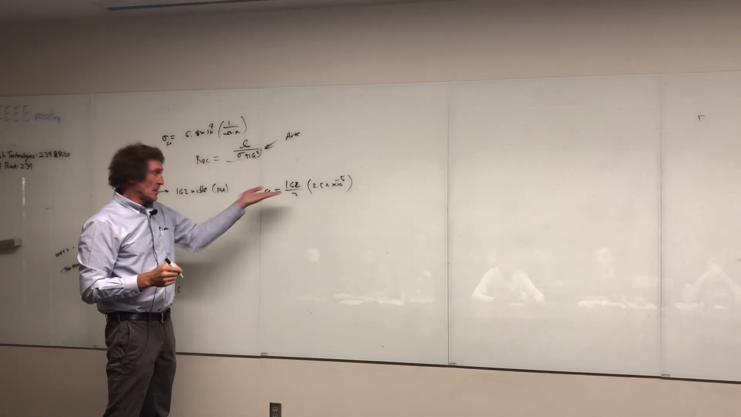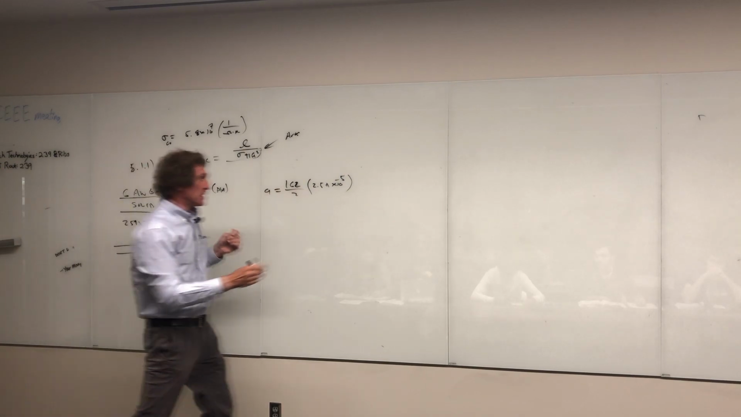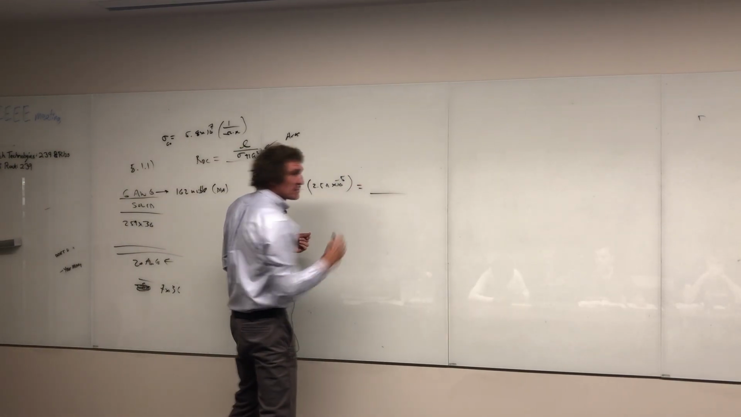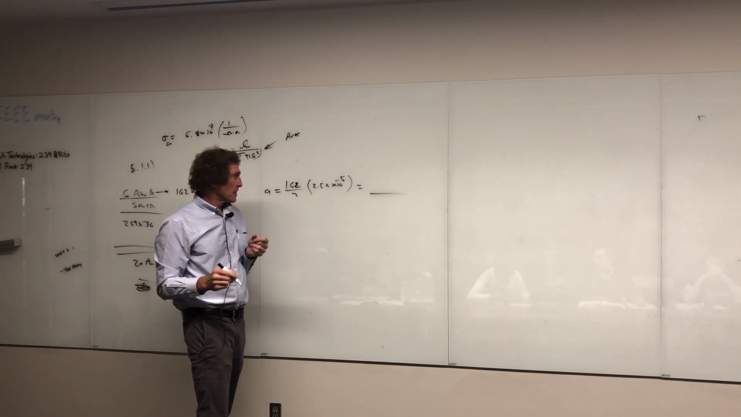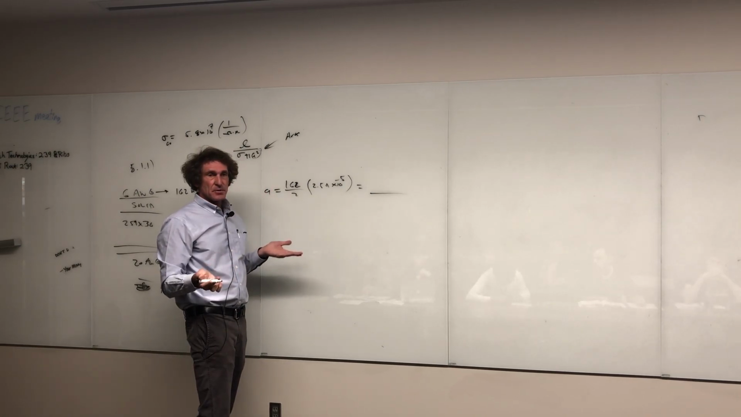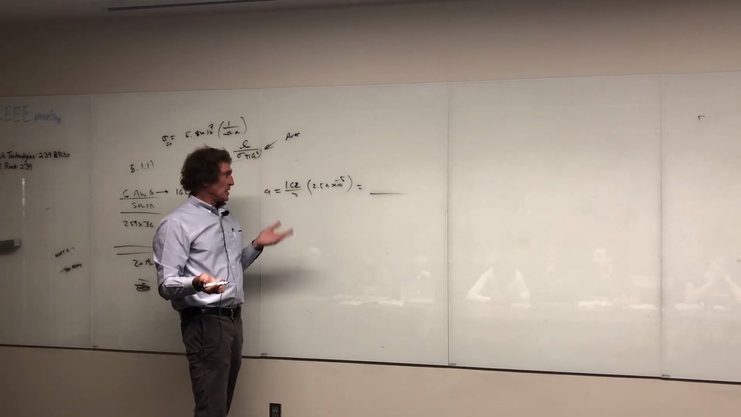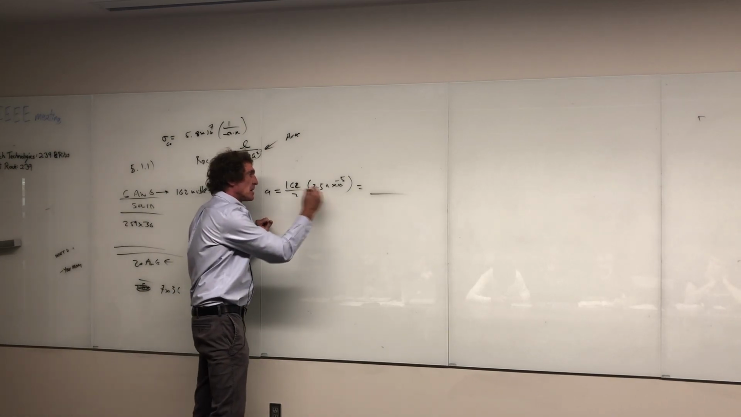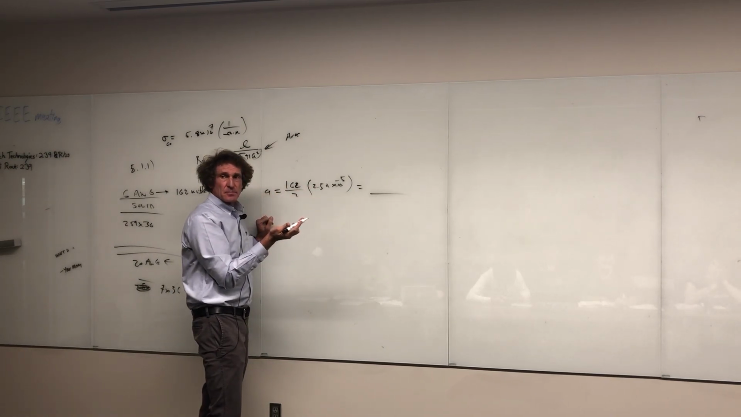Whatever that number is, I don't know what it is, if you give it to me, let's do this one, just give it to me. 162 by 2 is 81, and times 2.54. Everybody follow me in this? I'm just getting it in meters.